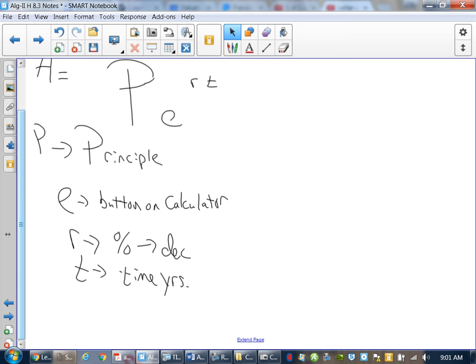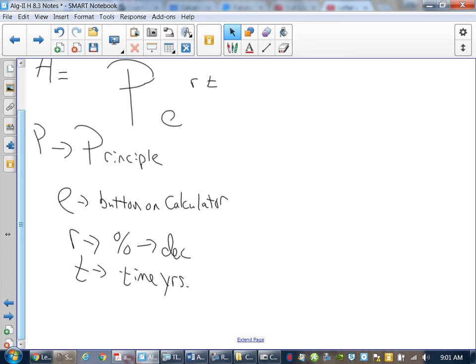All right. So the idea here is if you have it compounding continuously, you use Pert. If it's compounding monthly or annually, you'd use the other formulas because that tells you the number of times it goes through. All right.